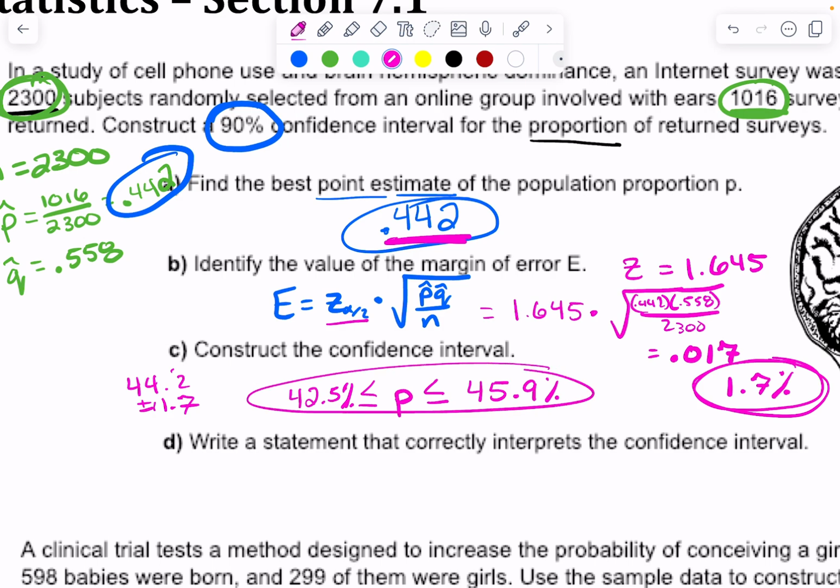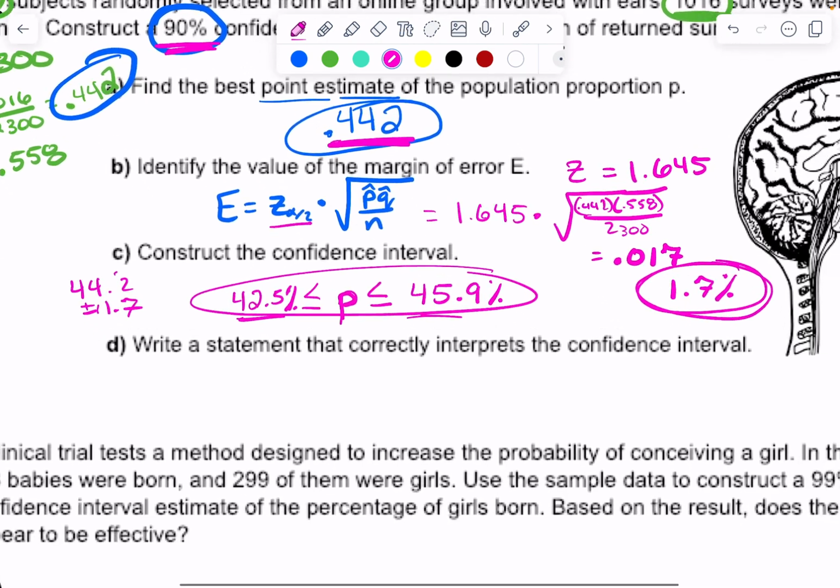So I would conclude that I'm 90% sure that if I surveyed the entire population, somewhere between 42 and 46% would send them back. Okay? All right, write a statement.